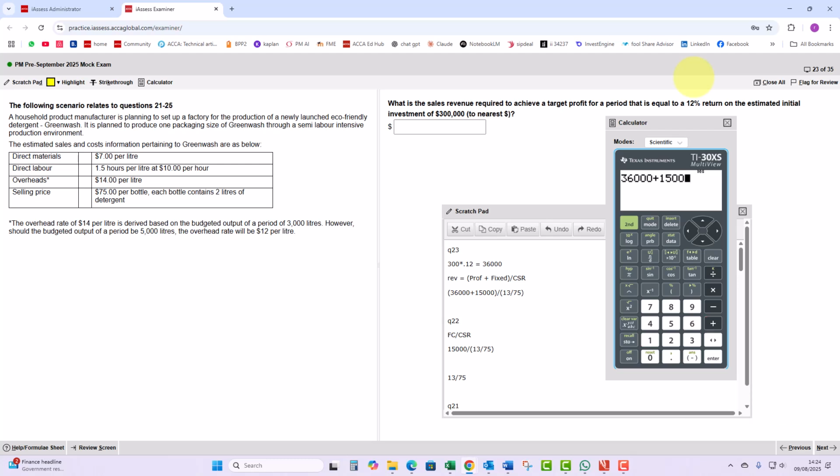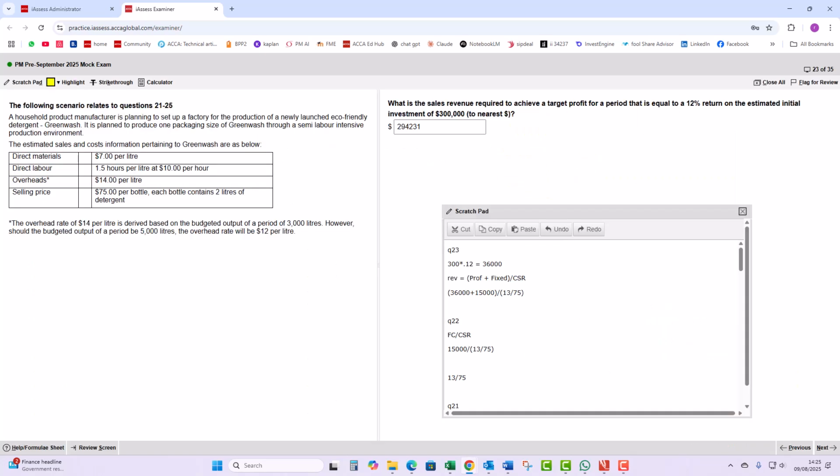36,000 plus 15,000 and divide by 13 over 75 gives me 294,230.7 to the nearest dollar, so I'll round it up. 294,231. Make sure you do round up. This will self-mark. If you did put the 0 in, you wouldn't get the mark. A lot of students do all of the hard work and then they make a rounding error at the end. And that's one of the benefits of making the calculator do the work in one go, because I'm less likely to carry through an error. That's the end of this question. We'll now move on to the other section B question.